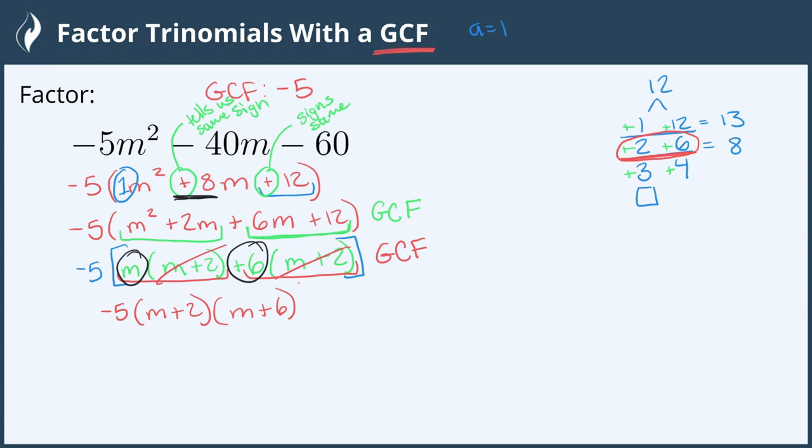So now we have completely factored our trinomial by factoring out the greatest common factor and then factoring the trinomial. So we're all done.